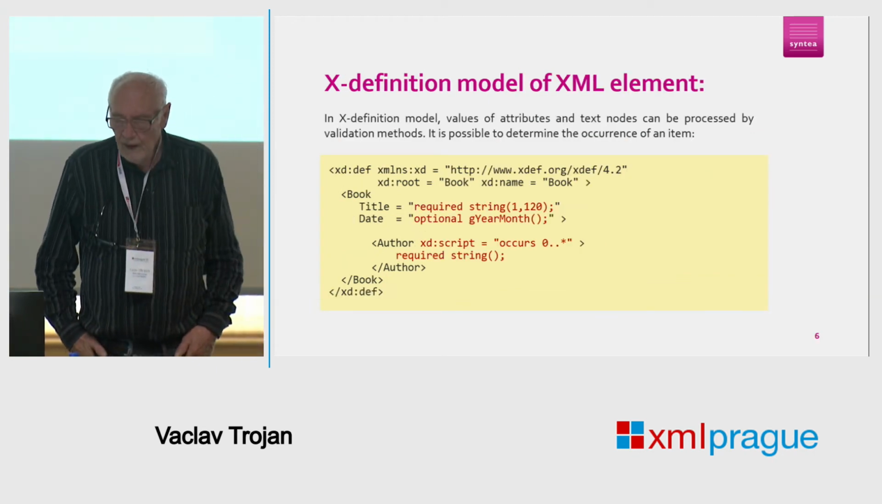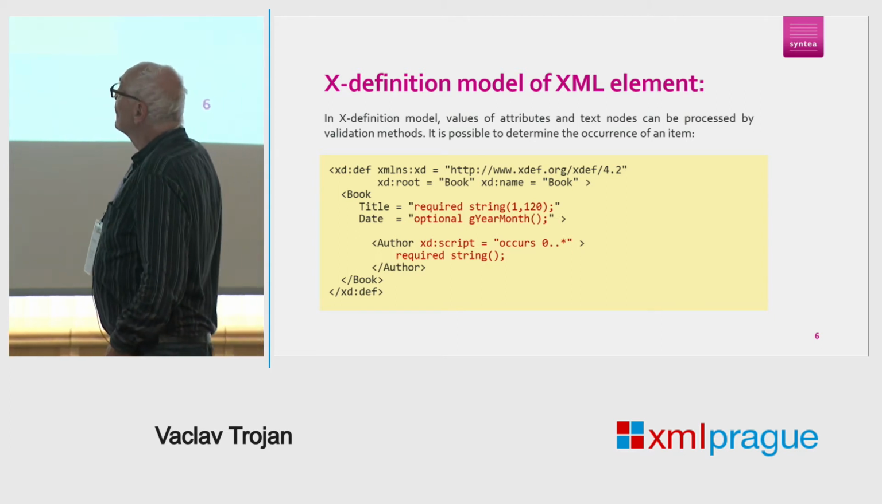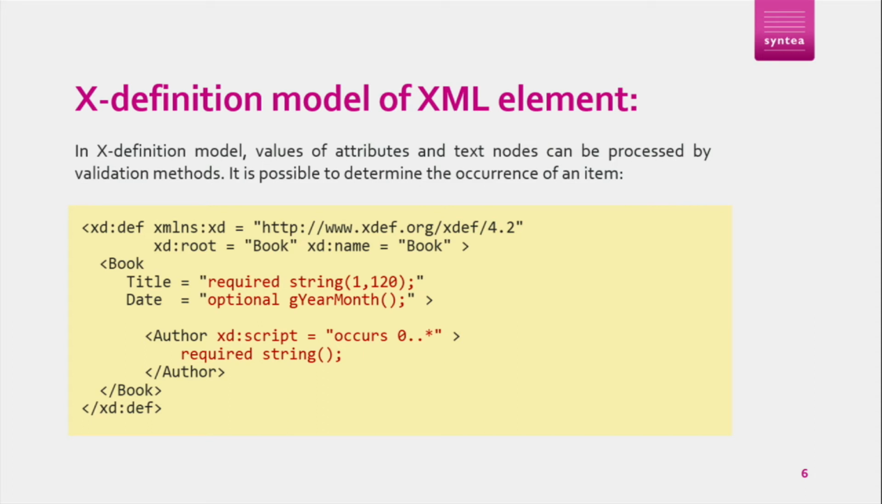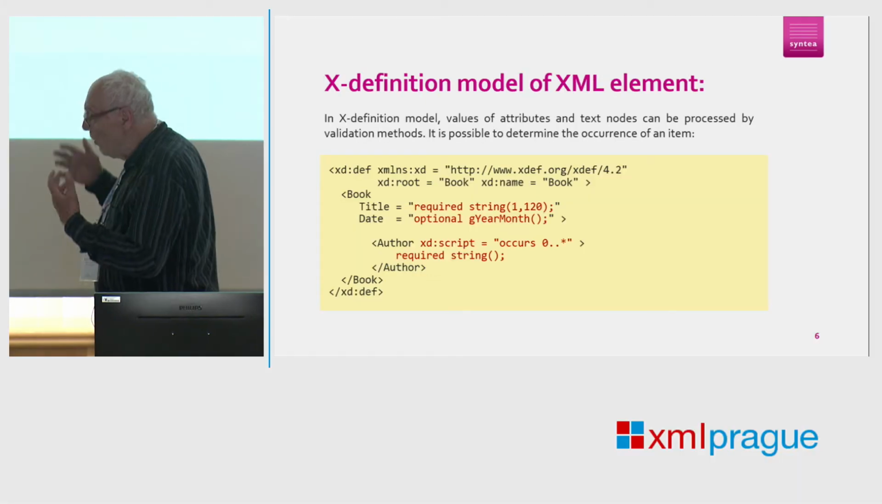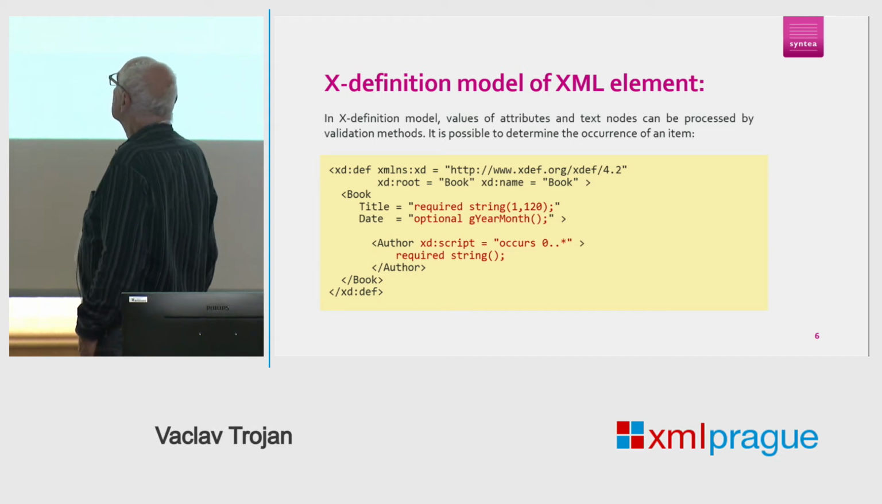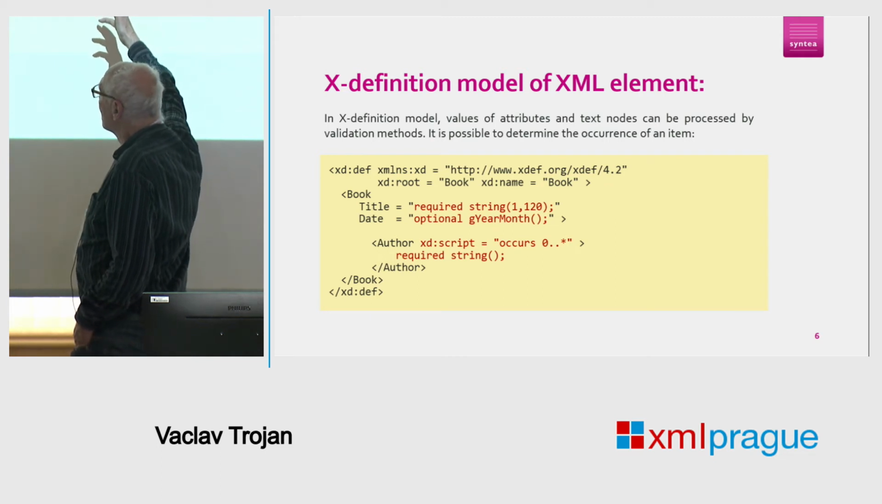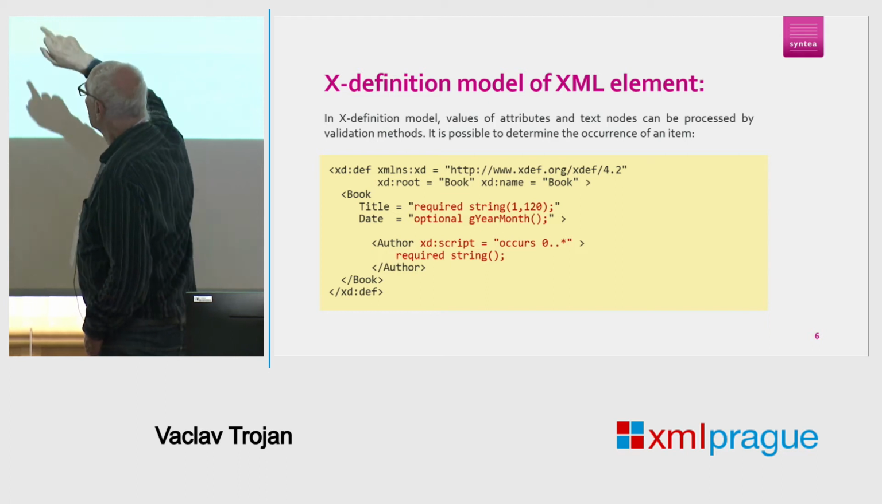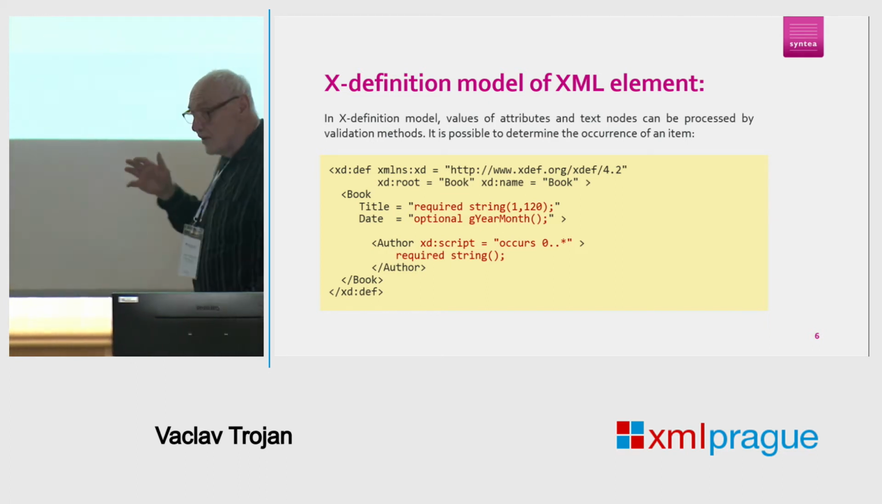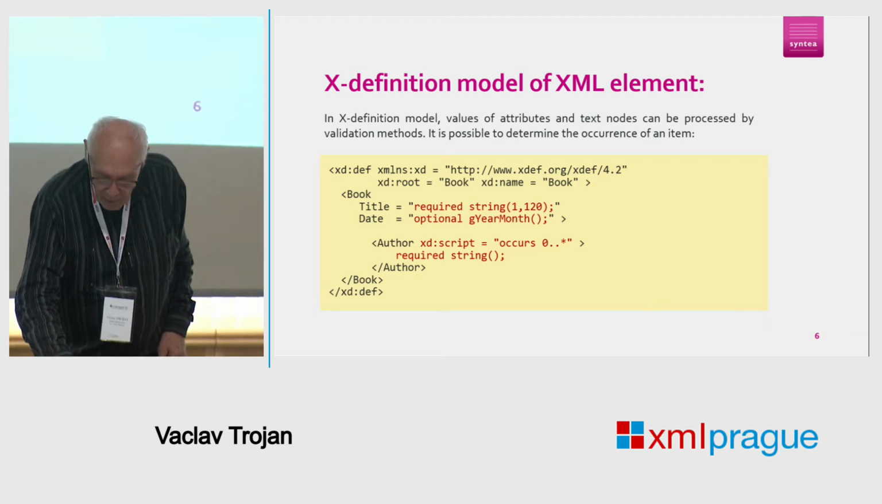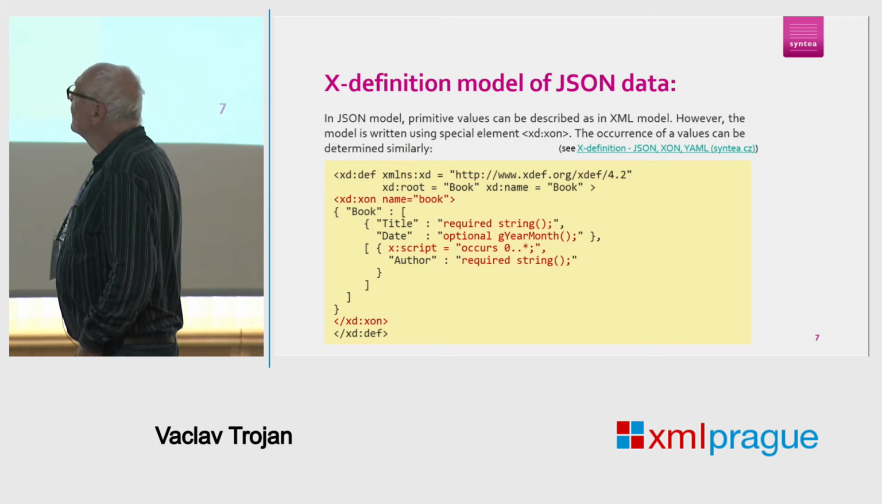How to describe it in X-definition? Those people who know already X-definition know. I just remind that in X-definition we are describing the types and the occurrence of items by a special form of attribute. We call this language X-script, and we can say occurrence. We can define occurrence of element, and this element has again the string. It is the X-definition describing the element of book. And what we shall do with the JSON data?